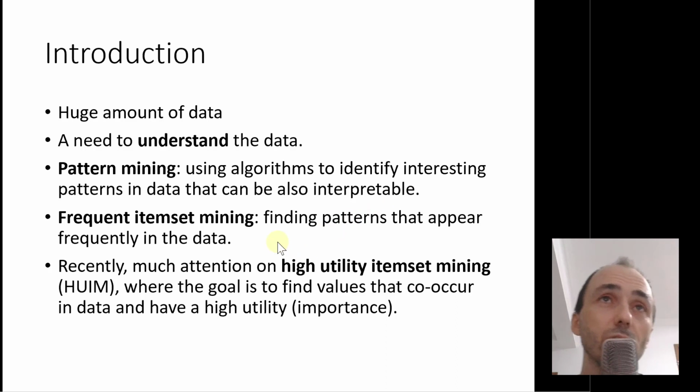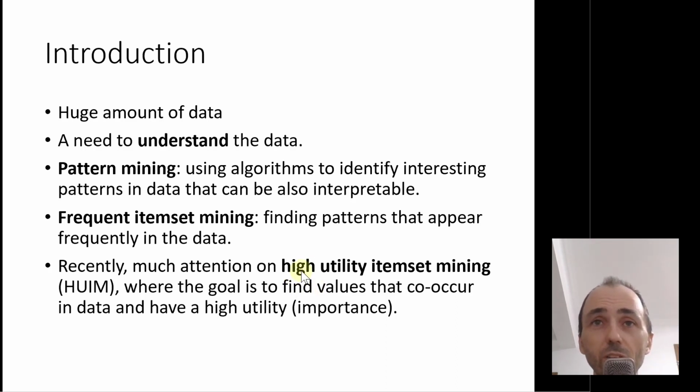There has been a lot of work in data mining about frequent item set mining. That means finding patterns that appear many times in the data. For example, if you want to analyze shopping data, you could find what people like to buy many times together. But this is not everything. There are also other types of patterns that people want to find in data.